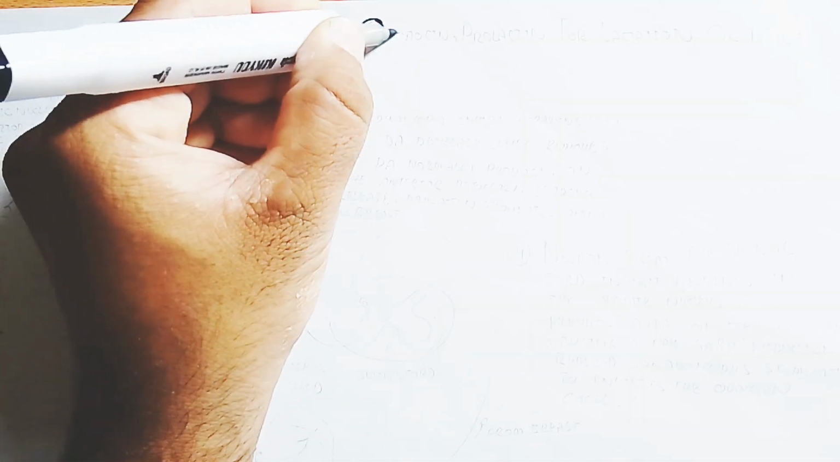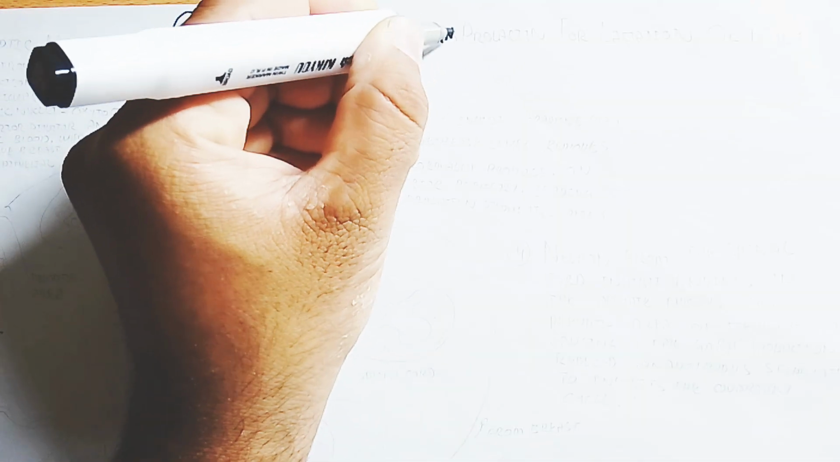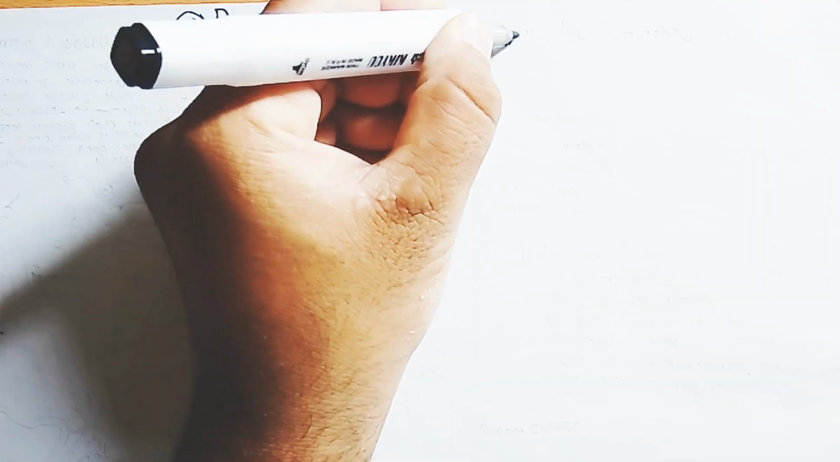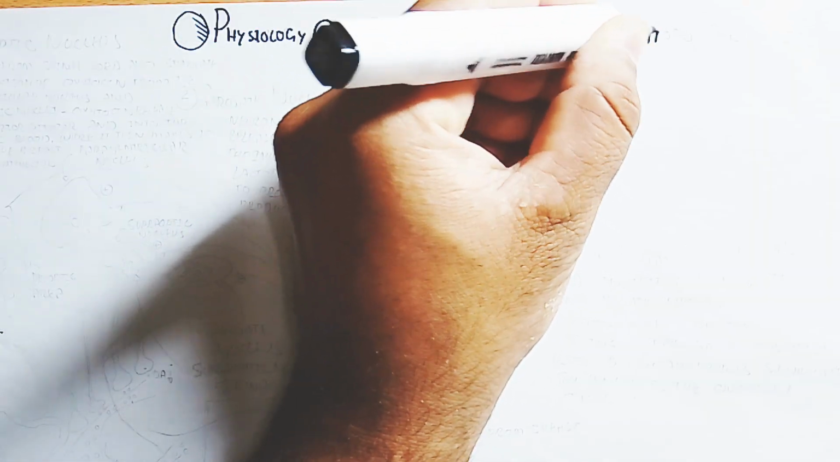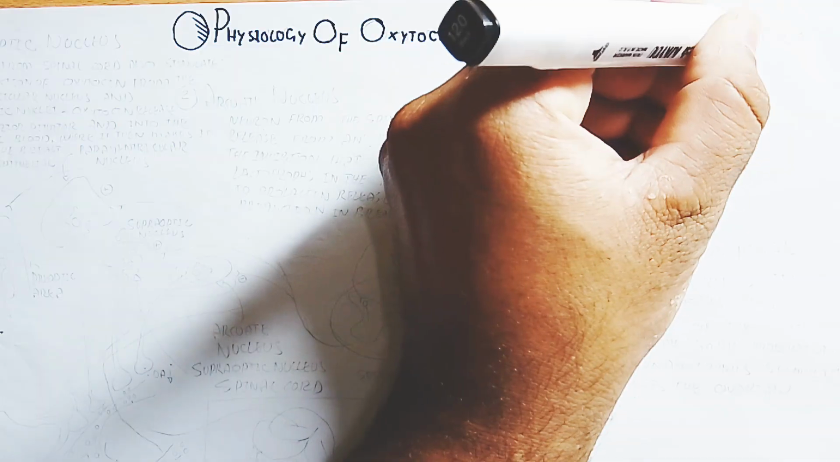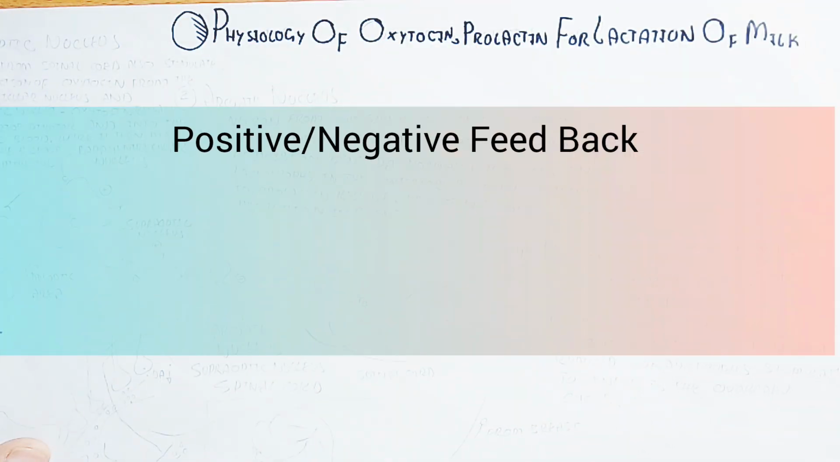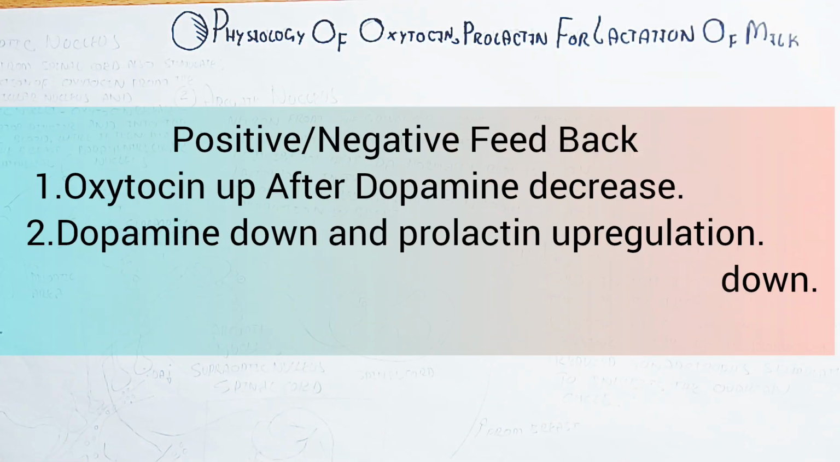So, in the previous video, we discussed the anatomy of the mammary gland and the physiology of the mammary gland. In this video, we will understand the physiology of oxytocin and prolactin for lactation of milk.